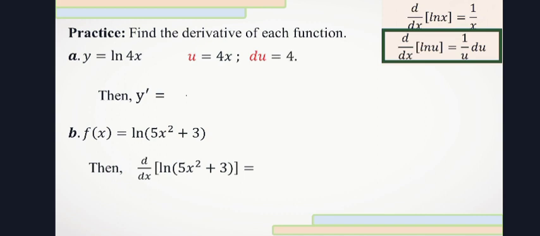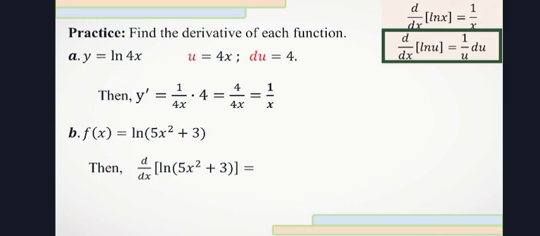Therefore, your y prime is equal to what? 1 over 4x multiplied by du, which is 4. Then simplify, 1 times 4 is 4 over 4x. So common factor 4 cancel. We will get 1 over x, and this is the final answer for letter A. Okay, so the derivative of inverse of 4x is equal to 1 over x.